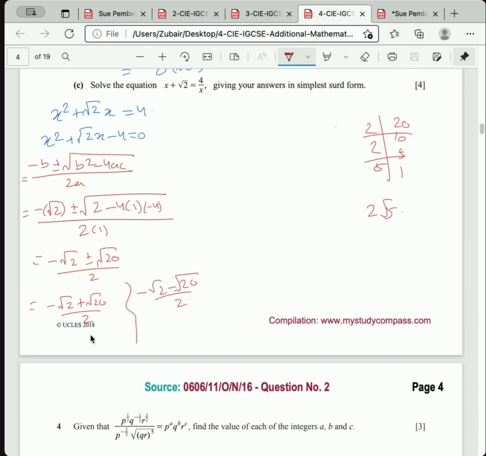So root 20 could be written as 2 root 5. Minus root 2 plus root 5 by 2, and minus root 2 minus 2 root 5 by 2. And just making a quick check. That's it.